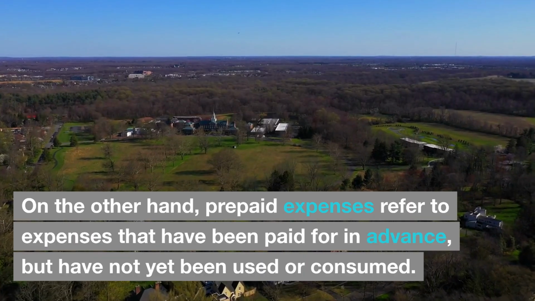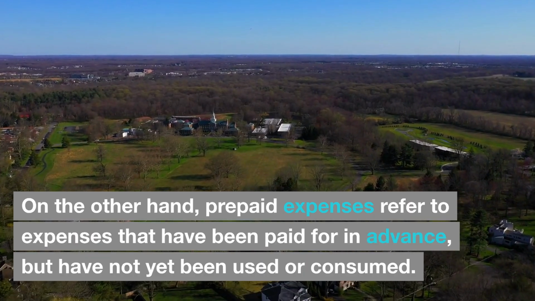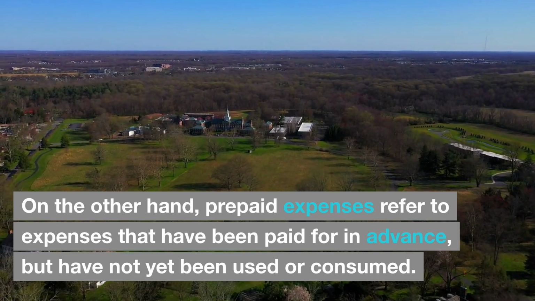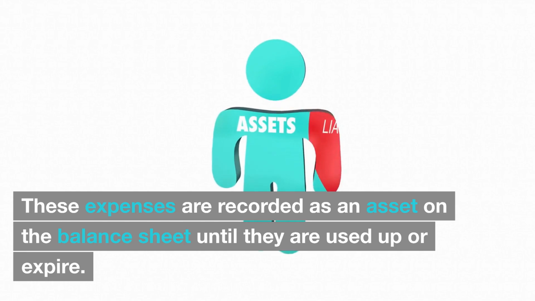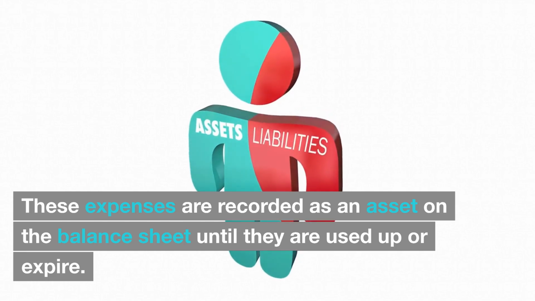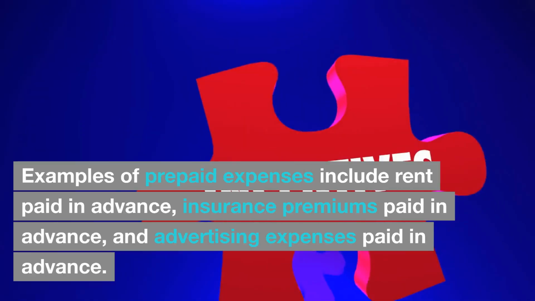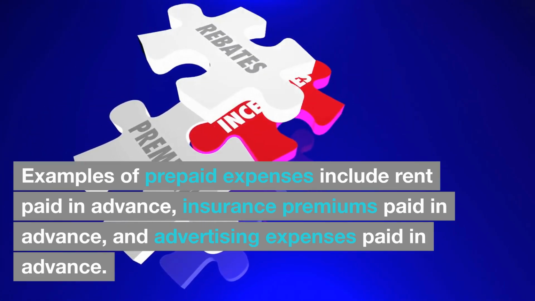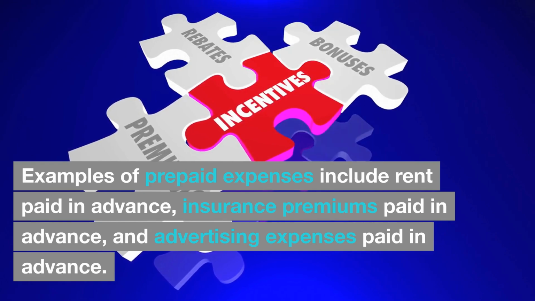On the other hand, prepaid expenses refer to expenses that have been paid for in advance, but have not yet been used or consumed. These expenses are recorded as an asset on the balance sheet until they are used up or expire. Examples of prepaid expenses include rent paid in advance, insurance premiums paid in advance, and advertising expenses paid in advance.